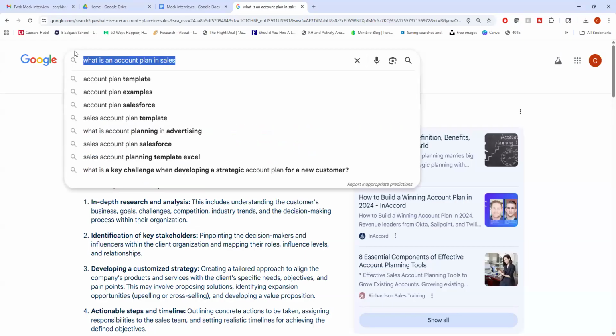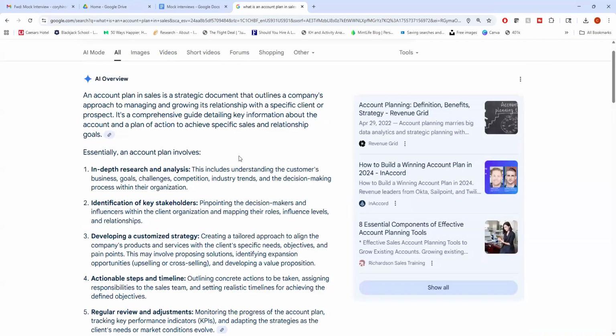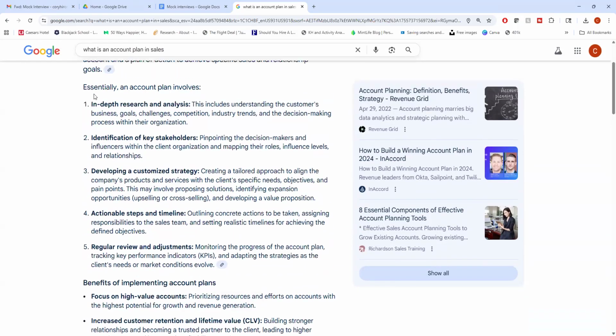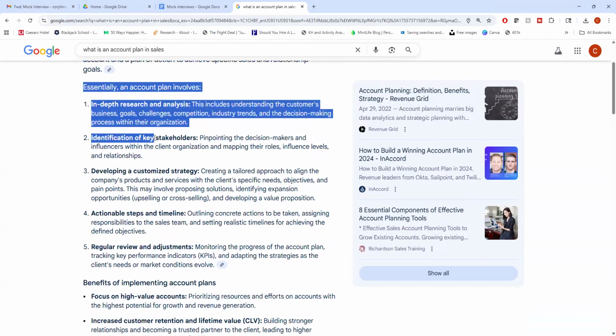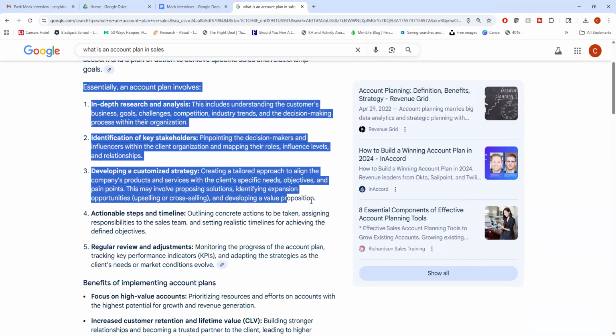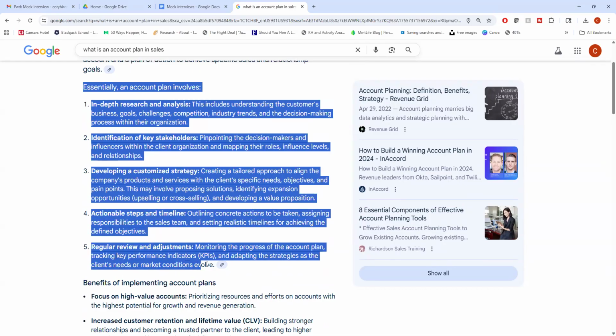So for those of you who are wondering, what is an account plan specifically in the sales context? This is when Syed was interviewing for the account executive role, because that's typically where it comes into play. This is usually for strategic or large customer accounts. But basically, these are all the components of it: research analysis, which he talked about, identification of key stakeholders, which he talked about, developing a customized strategy, which is what he talked about, actionable steps and timeline, and then regular review and adjustments.